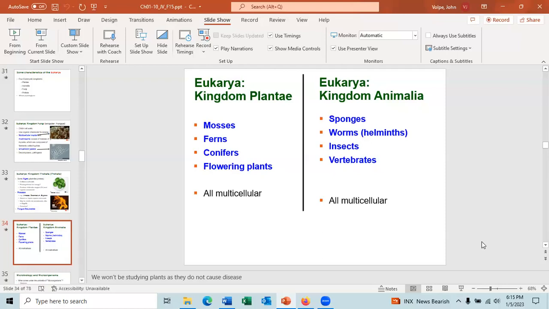Of the kingdom Animalia, this includes the sponges, the worms, and the scientific name would be a helminth, insects, and the vertebrates. You can split the kingdom Animalia into more groups than this, but we're just going to leave it like that and say that there are a grouping of sponges, worms, the helminths, the insects, and the vertebrates. All of the animals are multicellular. And then one of the members of this group can cause infectious disease, and that is the helminths, the worms. An example being tapeworm infestation. All right, any question about any of that?